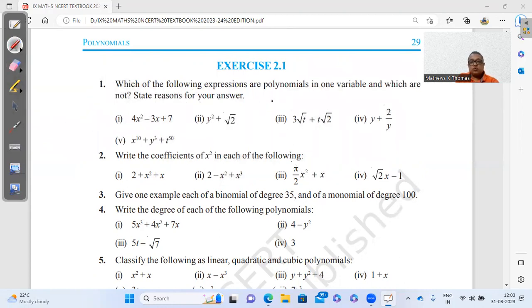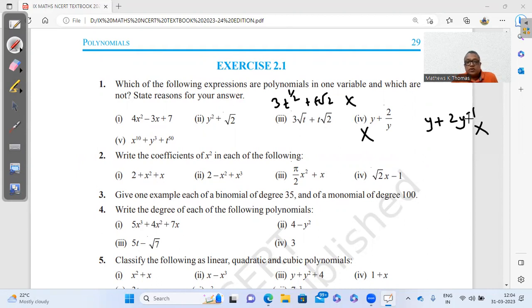So 3 root 2, for 3 there is no problem. We don't have to see anything here. But when I look at the t, that is the variable, the power is 1 by 2. And therefore, this is not a polynomial. This is not a polynomial because the power of the variable has to be a whole number. Again, this is not a polynomial because of y plus, this y is down. When I bring it on top, this will become 2y to the power -1.